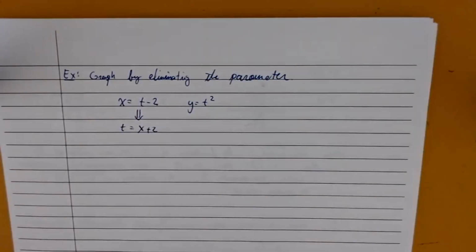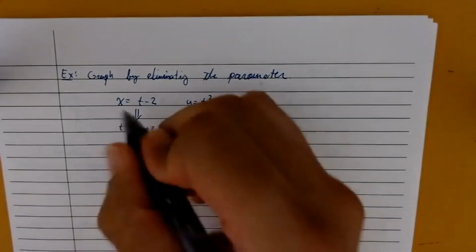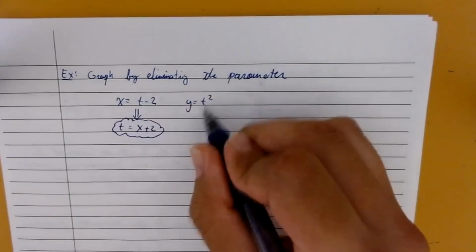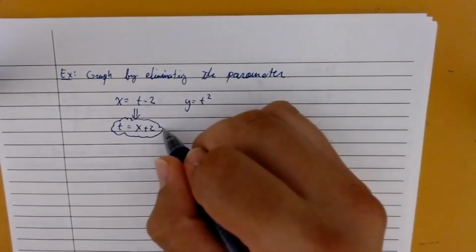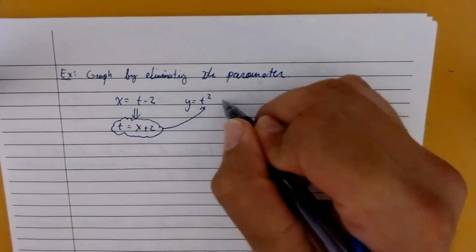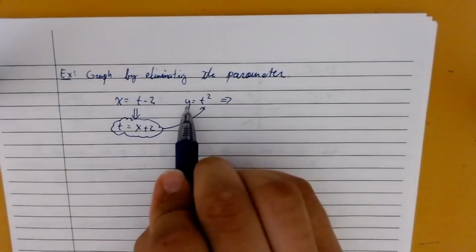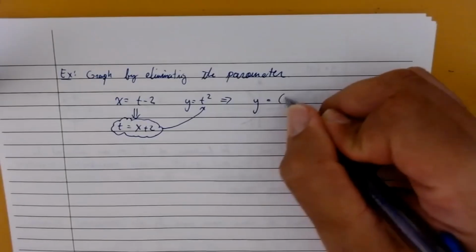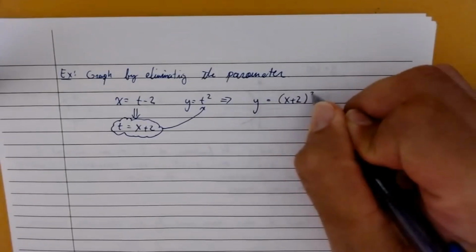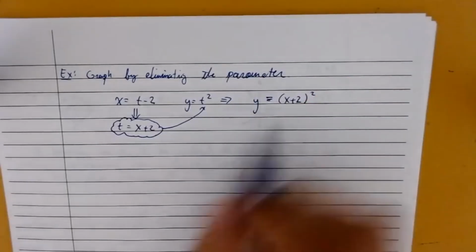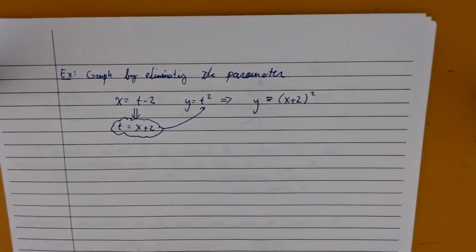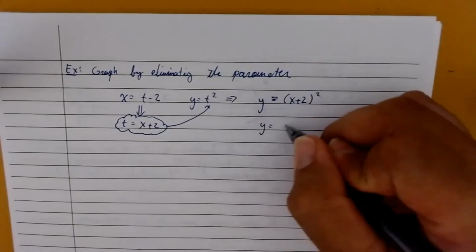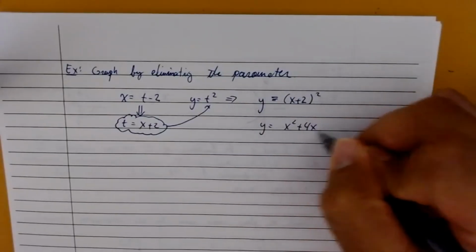Now, if t is equal to x plus 2, that means the t in this parametric equation can be replaced by x plus 2. So instead of saying y is equal to t squared, you can now say y is equal to (x plus 2) squared. And now we can graph that. If you want, you can always expand this. You can always write this as y equals x squared plus 4x plus 4.